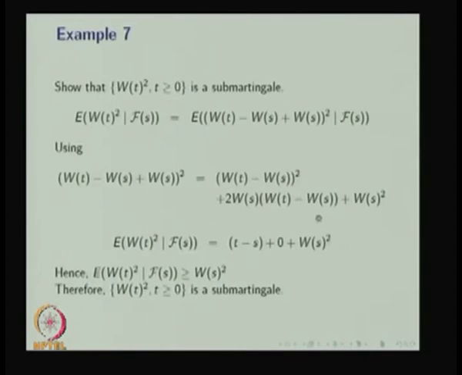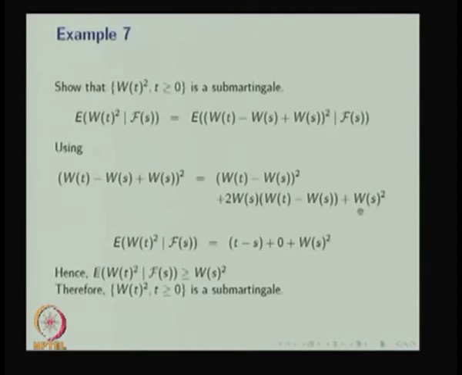given F_s, and F_s is independent of W_t minus W_s, and you have the information till s, therefore W_s has to be treated as a constant. So the 2 times W_s will be treated as a constant. So hence the expectation of W_t minus W_s given F_s is nothing but the expectation of W_t minus W_s because F_s is independent of W_t minus W_s, and you know that the expectation of W_t minus W_s is 0 because this is normally distributed with mean 0, variance t minus s.